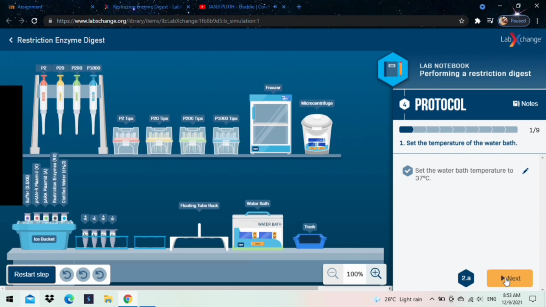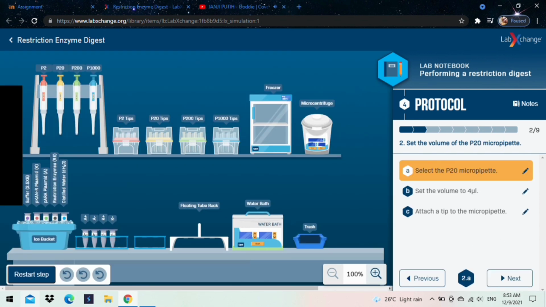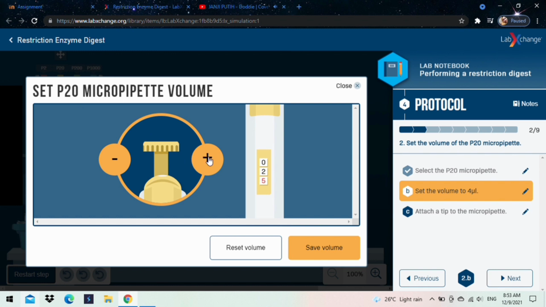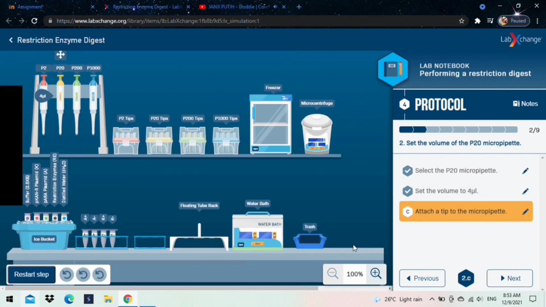This is how I conduct this experiment. Next, set the volume of the P20 micropipette. Select the P20 micropipette. Set the volume and attach a tip to the micropipette.